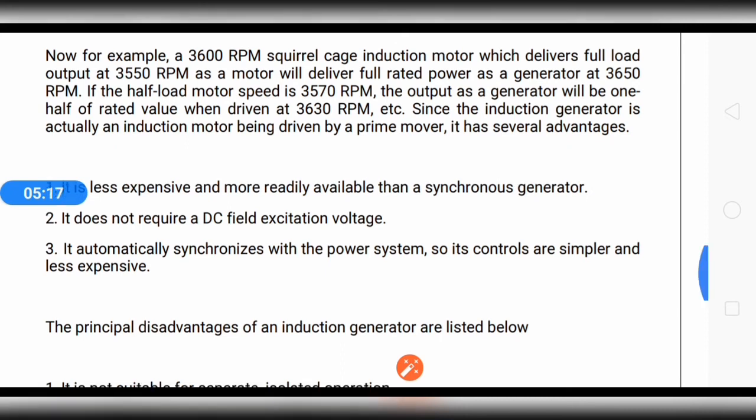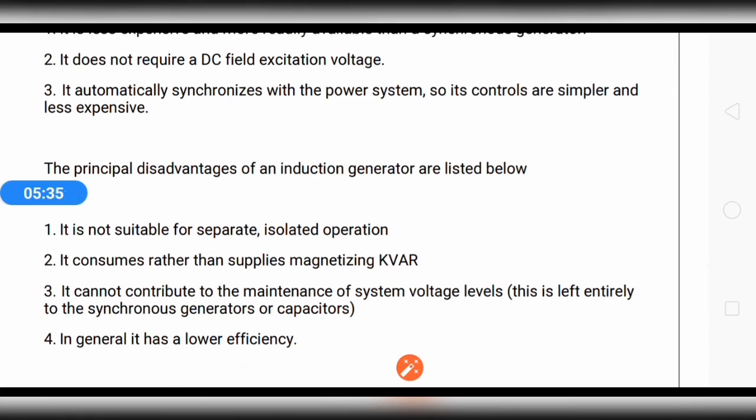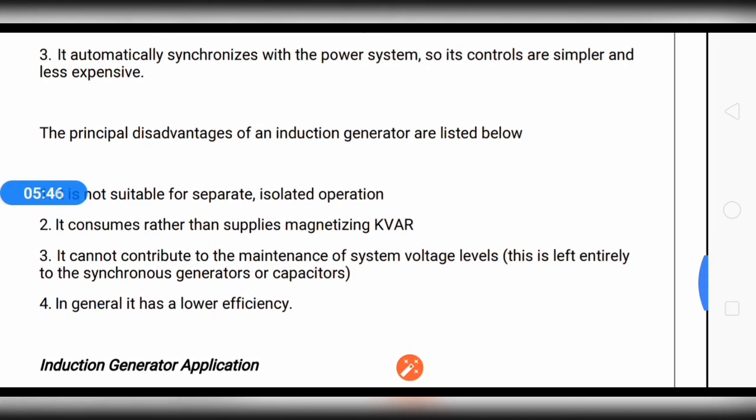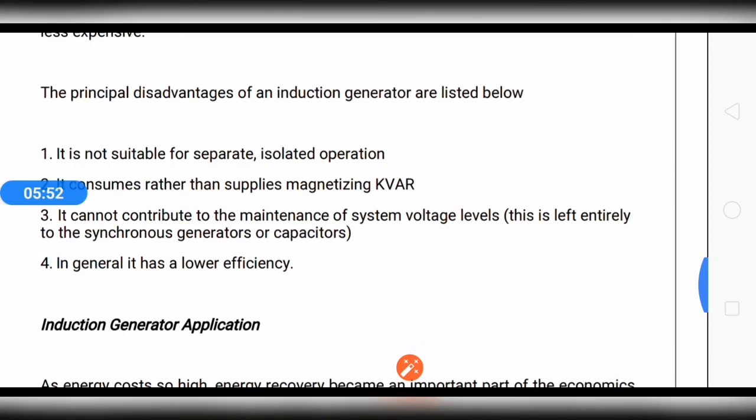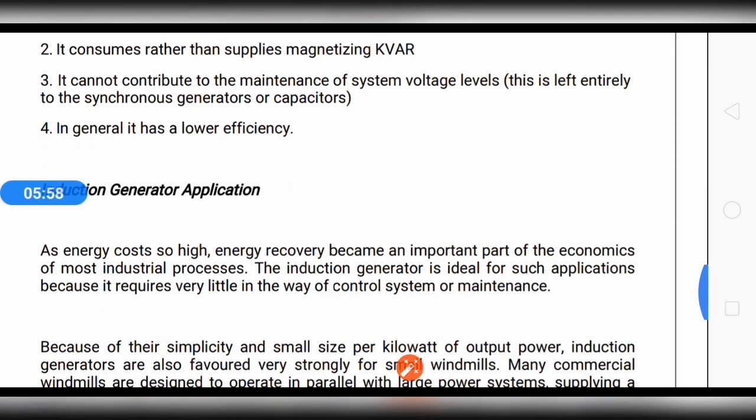Now the disadvantages of induction generator. It is not suitable for isolated operation, because I discussed that excitation requirement is met only by the power system to which it is connected. Therefore, isolated operation is not possible. It consumes rather than supplying the kVAR. So it is not useful where kVAR requirement is there. It will be unable to meet the requirement of kVAR. It cannot contribute to the maintenance of system voltage levels. Its efficiency is also low. So these are all advantages and disadvantages of induction generator.